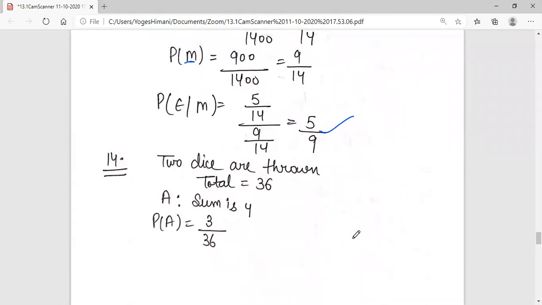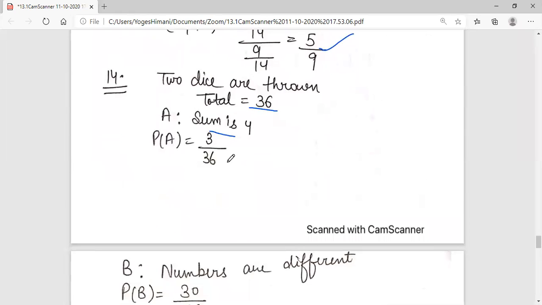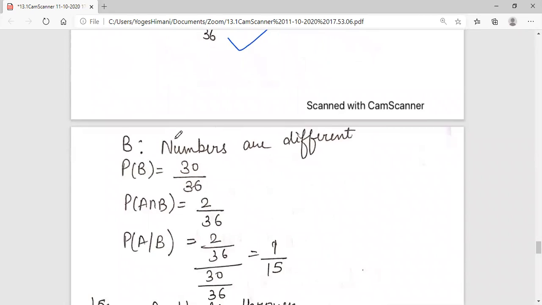Question number 14. Given that the two numbers appearing on throwing two dice are different, find the probability of the event that the sum of numbers on the dice is 4. They are tossing two dice. Then total number of outcomes is 36. A means the sum of numbers is 4. How many outcomes have sum 4? 3 are there. Then what is the probability? 3 by 36.